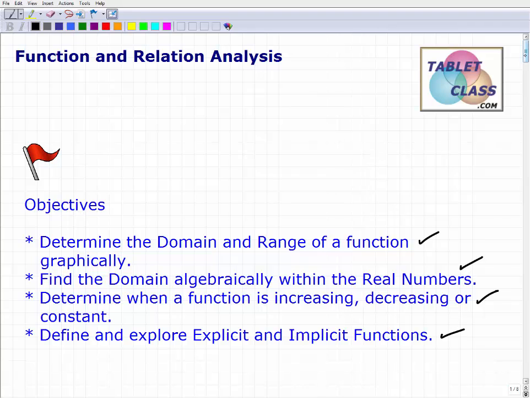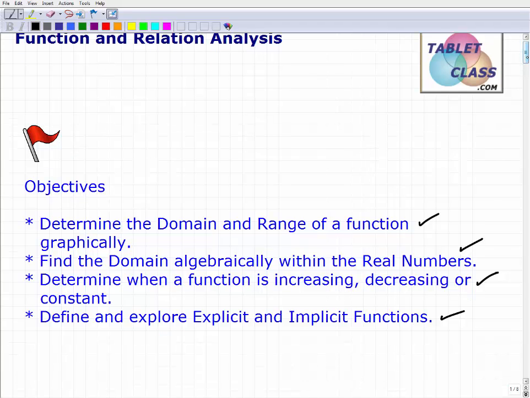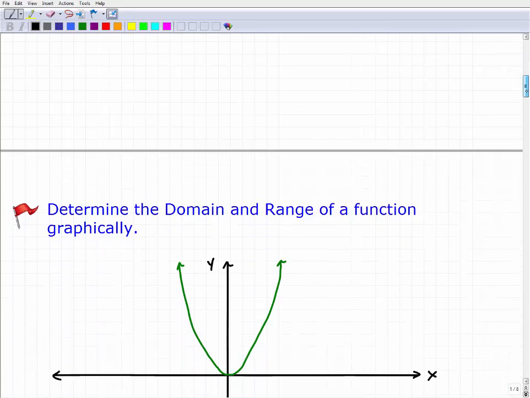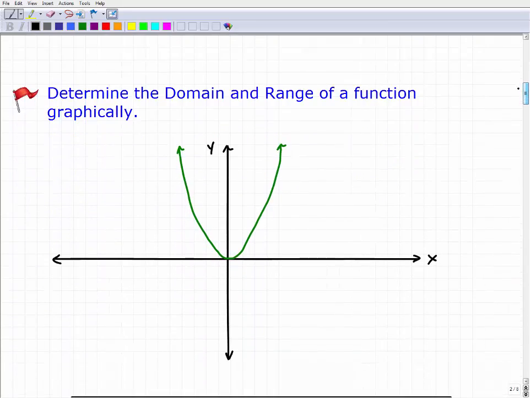All right, so a lot to cover here, and we have a lot of important things in this lesson. Probably they're all important, but I would say one of the most important is what we're going to discuss first. And that is, we're going to determine the domain and range of a function graphically. In other words, here I have a graph of a function. We can think of it as any type of function, and we know it's a function because it passes the vertical line test. Now, given this particular graph, I'd want to be able to describe the domain and range of the function.